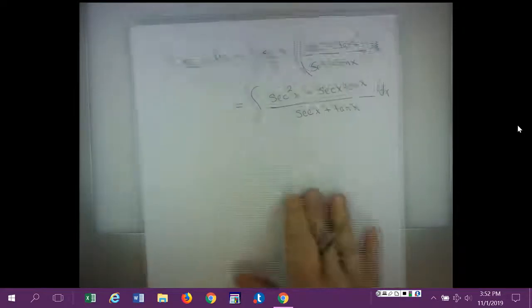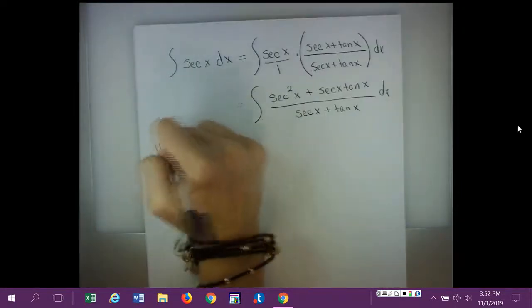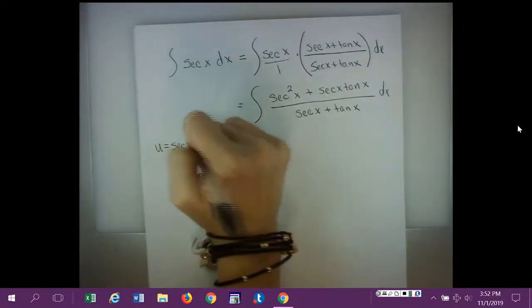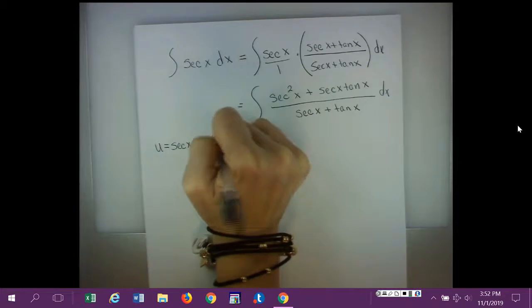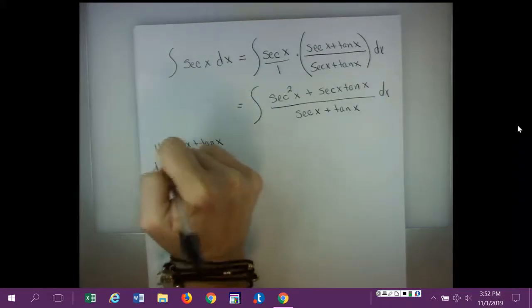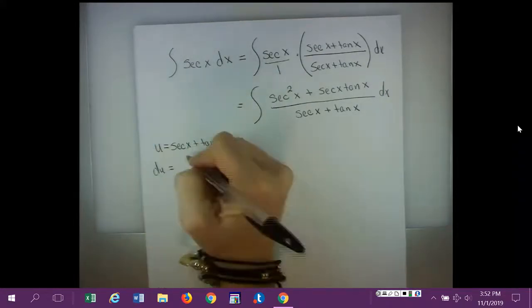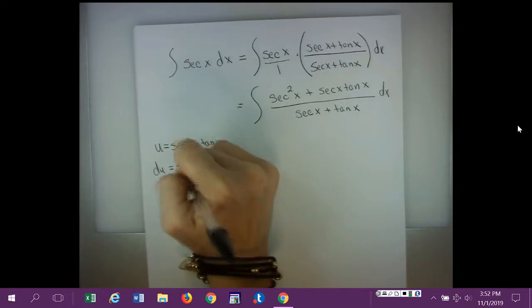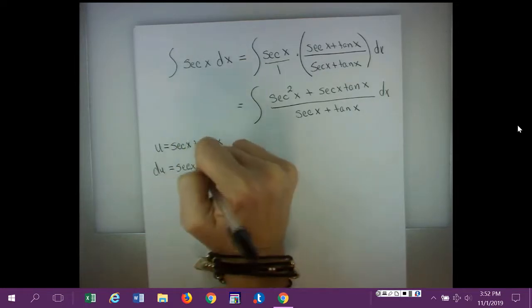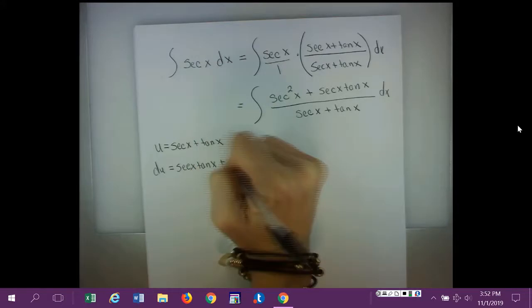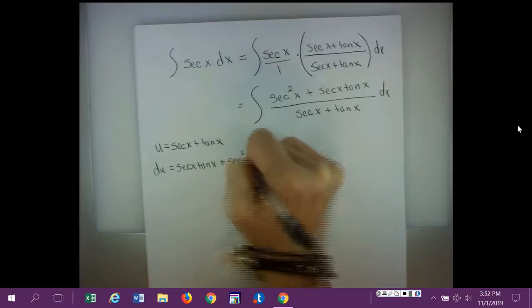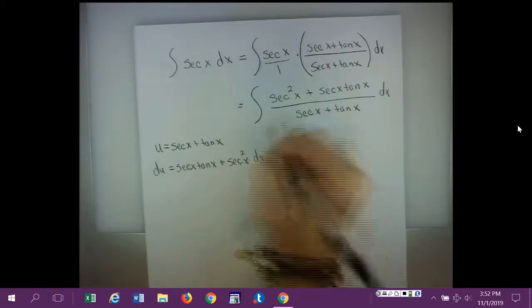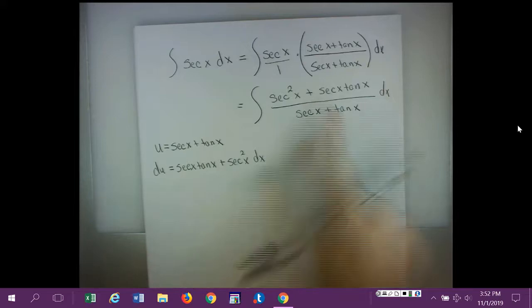What you're going to do is let u be your entire denominator. You're supposed to have these memorized, but in Calculus 1, you're supposed to memorize that the derivative of secant x is secant x tangent x, and the derivative of tangent is secant squared x. What happens is this is your entire numerator.